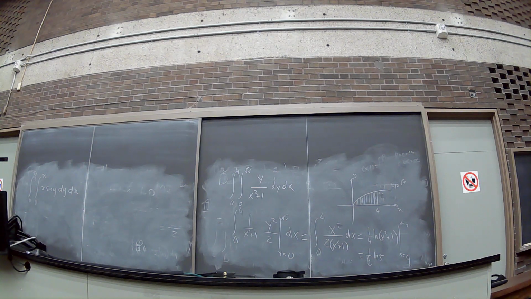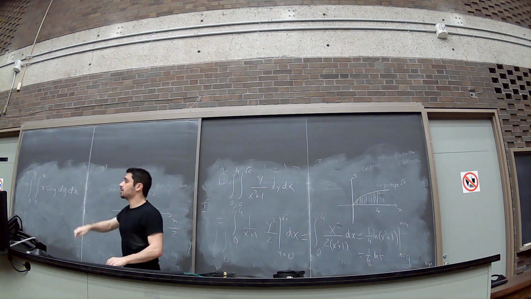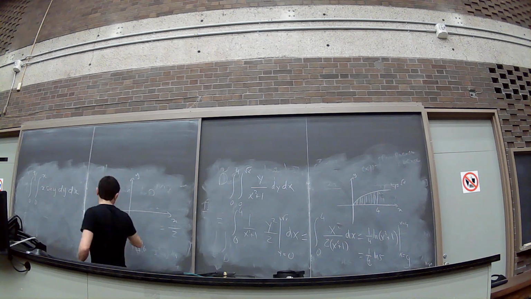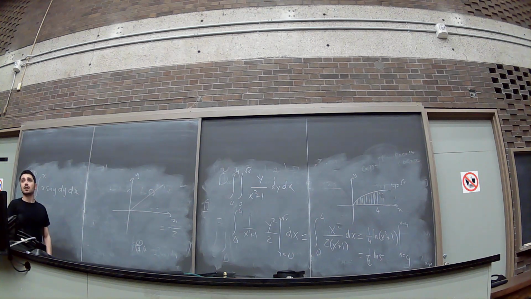X times y dy dx. Now, how do I integrate that? Can you help me sketch the region? How do I sketch the region? What do I have to draw here? I have to draw the line y is equal to x, and the line y is equal to 0, which is the x-axis, right? Now, y goes from 0 to x.